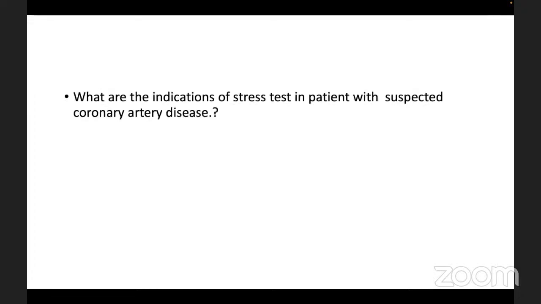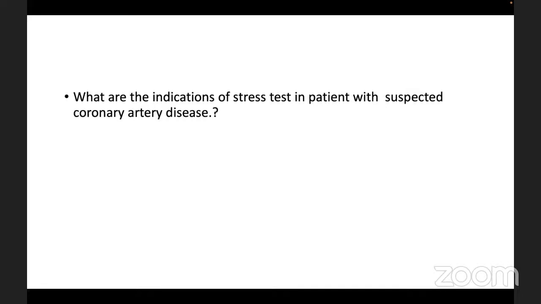First question. What are the indications for stress test in patient with suspected coronary artery disease? I would send the patient for a stress test if I'm suspecting that the patient's symptoms are related to ischemia. And it depends on the pretest probability of that patient. So if my pretest probability is intermediate that these symptoms are ischemic, I would go with the stress testing.